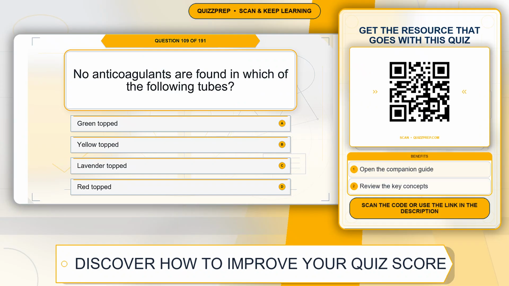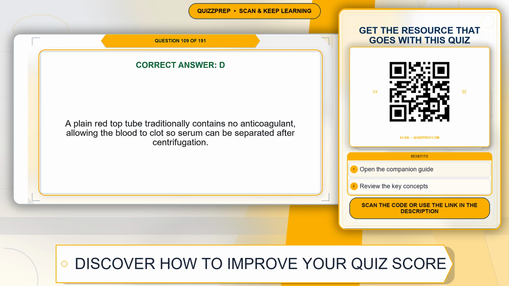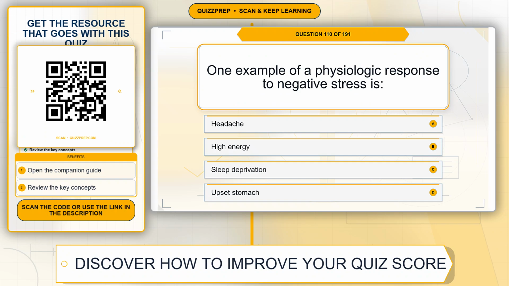Question 109. No anticoagulants are found in which of the following tubes? Option A, green-topped. Option B, yellow-topped. Option C, lavender-topped. Option D, red-topped. The correct answer is option D, red-topped. Explanation. A plain red-topped tube traditionally contains no anticoagulant, allowing the blood to clot so serum can be separated after centrifugation.